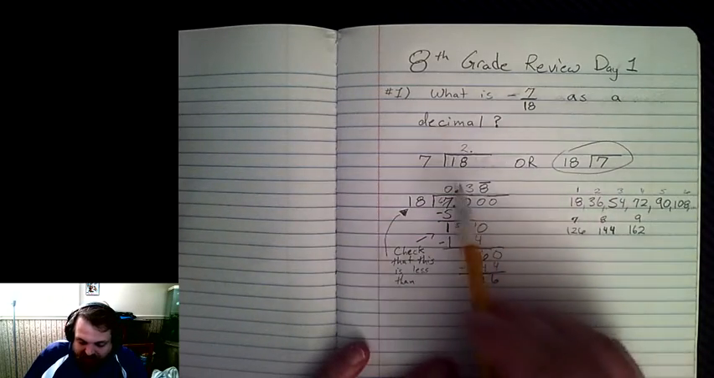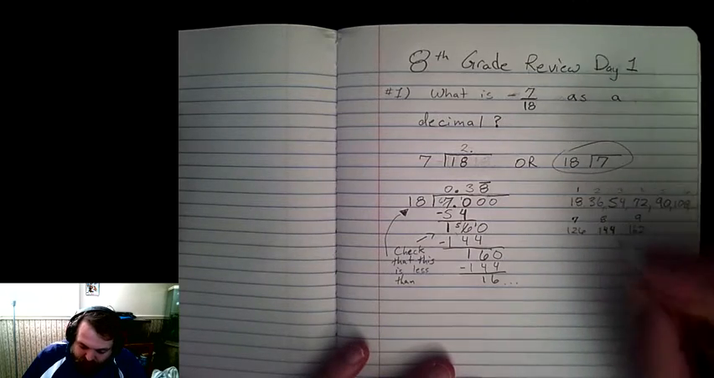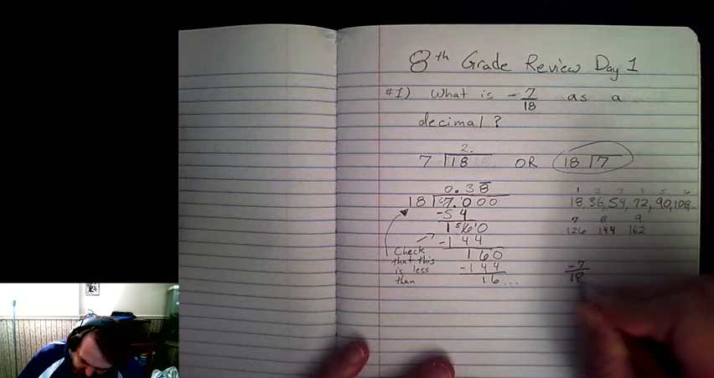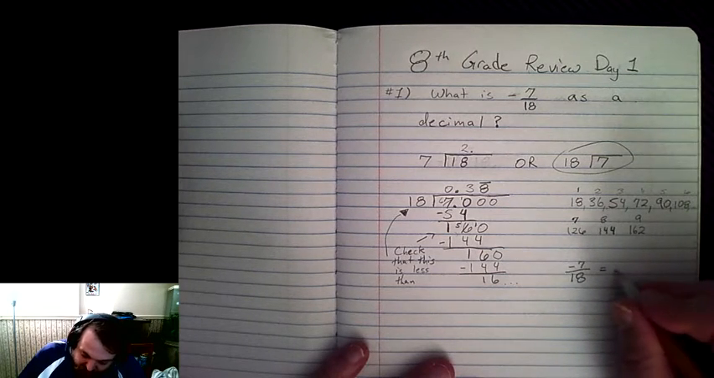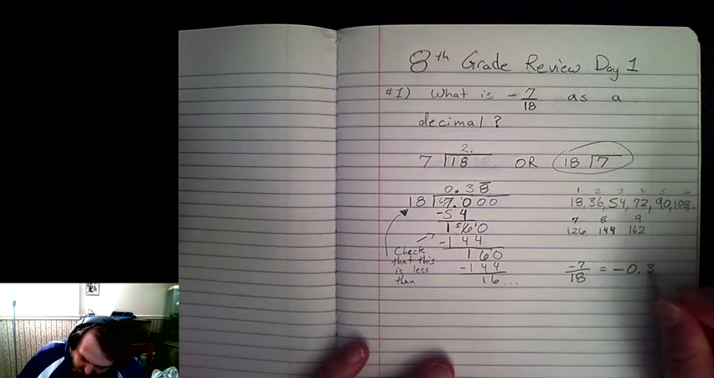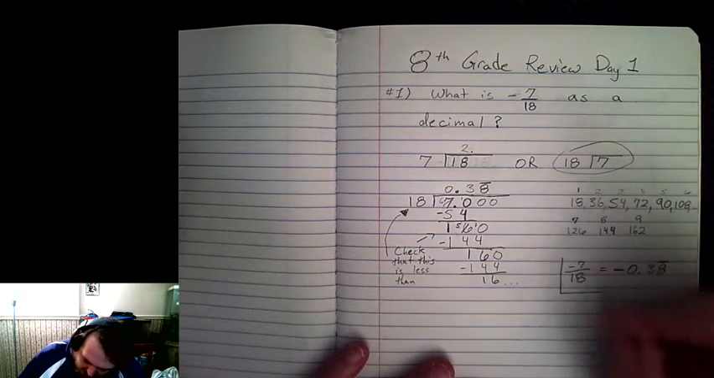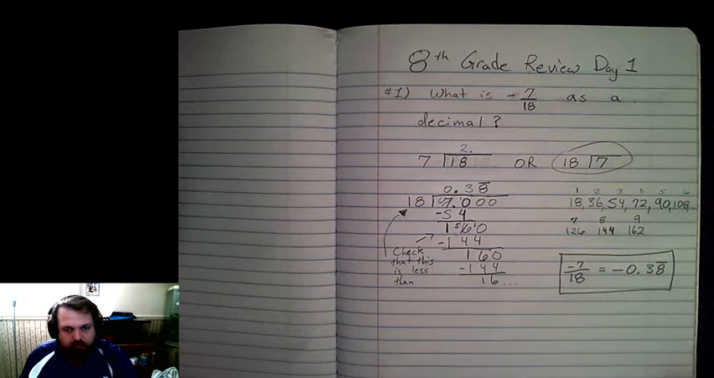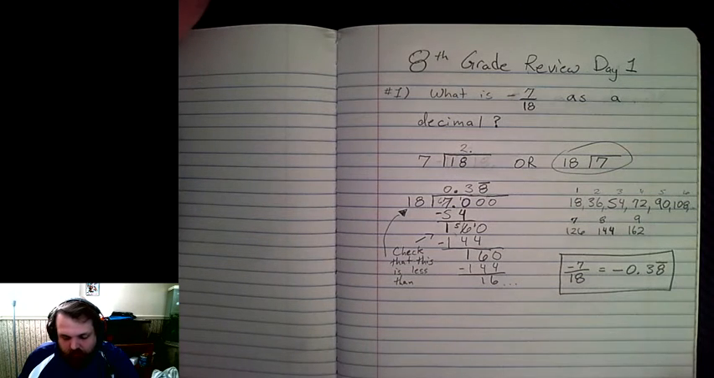So the decimal expansion of -7/18 is going to be equal to negative, remember we talked about that, 0.38 repeating. And that is our answer. So that was a little bit of work, quite a bit of a review of terms and practices. But overall, not that difficult of a concept.